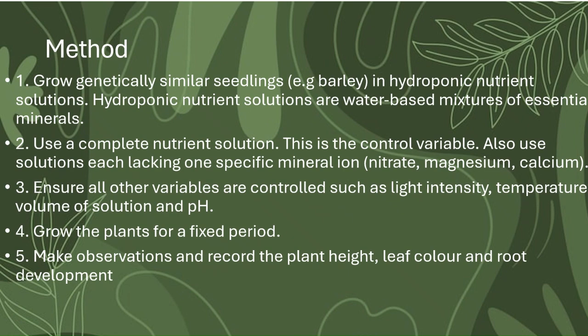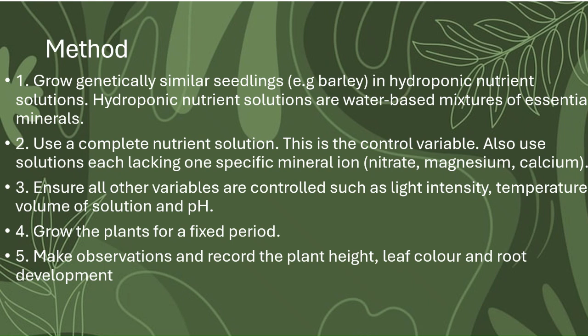So first, you need to grow genetically similar seedlings. So one example is barley in hydroponic nutrient solutions. Hydroponic nutrient solutions are water-based mixtures of essential minerals. Use a complete nutrient solution. So this is a control variable, and also use solutions each lacking one specific mineral ion.